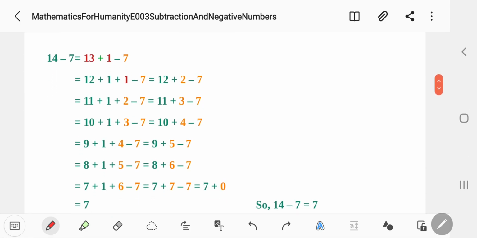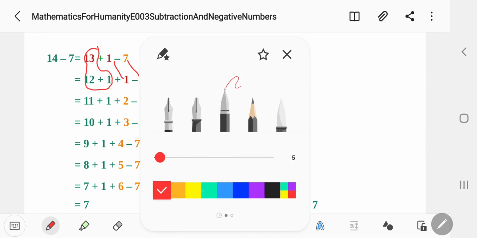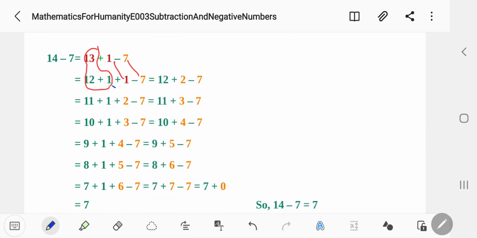How about 14 minus 7? You can do the same thing until you reach 7 minus 7 on the right side. So you have 14 minus 7. The number 14 is just 13 plus 1. So you have 13. You can write 13 as 12 plus 1. Retain 1 and retain 7 here. But 1 plus 1 is equal to 2 here. So you have 12 plus 2 minus 7.